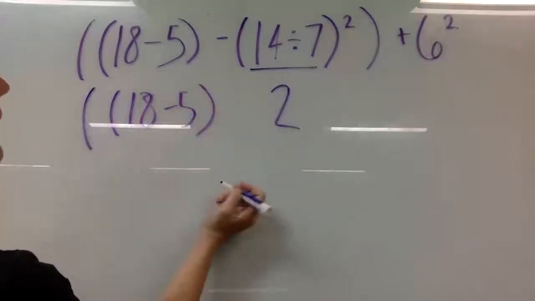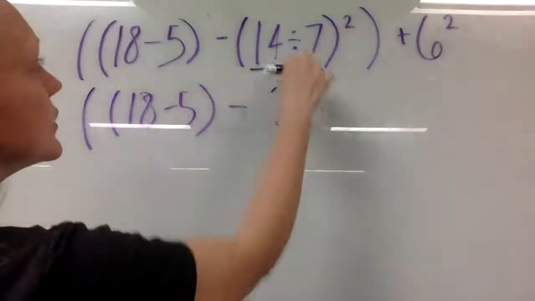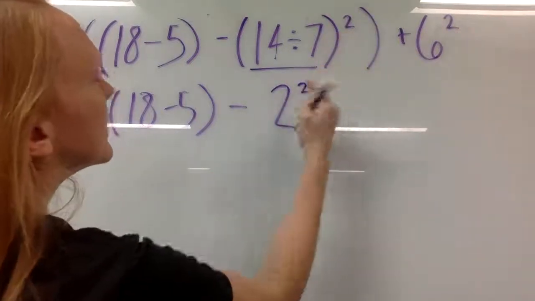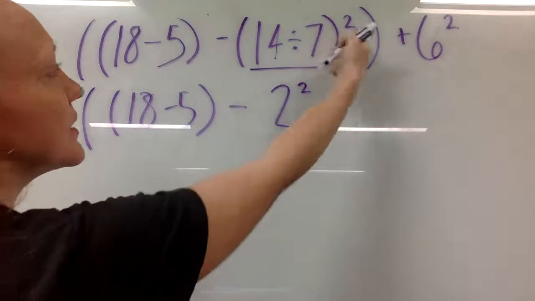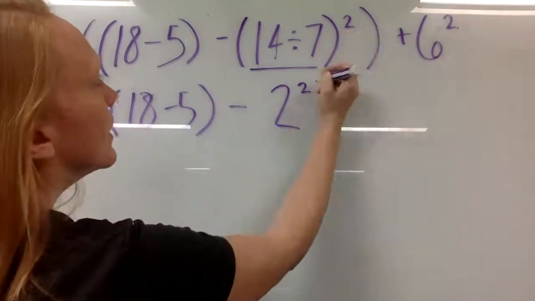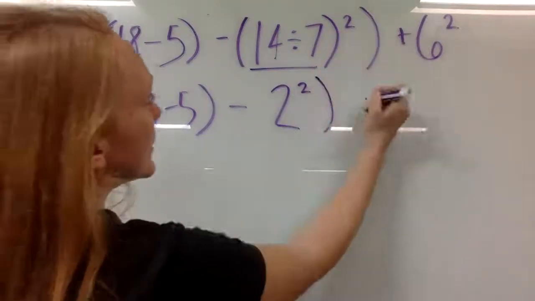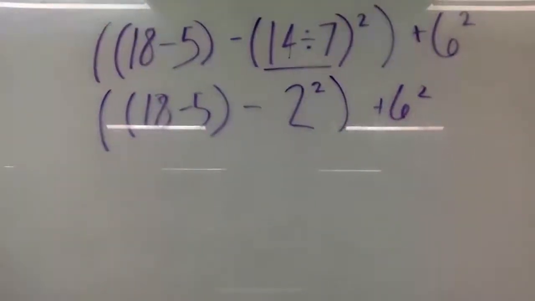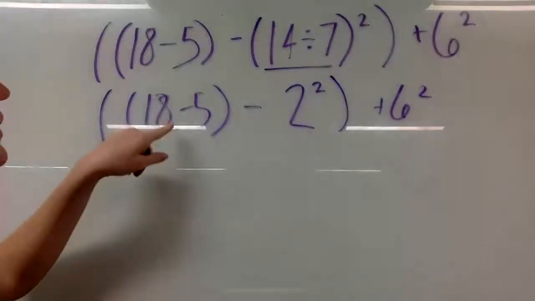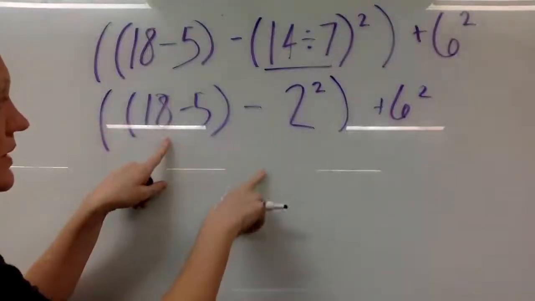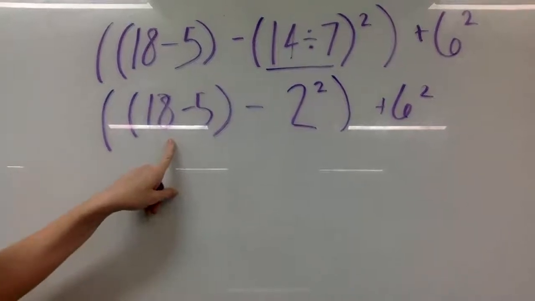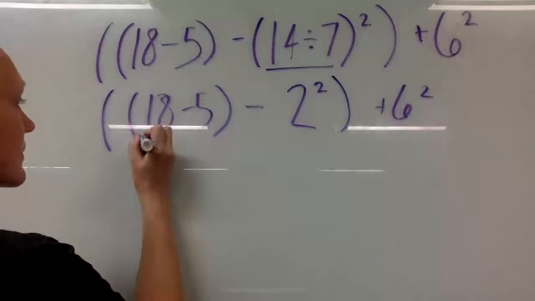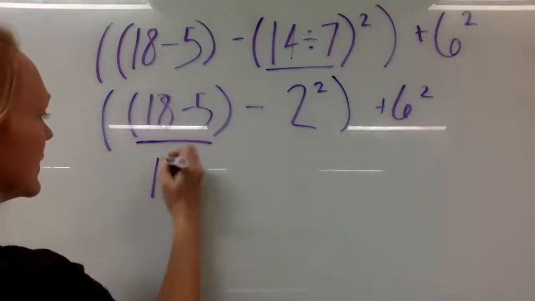The quantity of 18 minus 5, we're subtracting 2, and the 2 is squared because this was inside the parentheses, that is outside. And then this parenthesis is coming down here, plus 6 squared. Now we do parentheses again. In parentheses, are we going to do the inside parentheses or the exponent? You'll always start with the inside parentheses first. 18 minus 5 is 13.